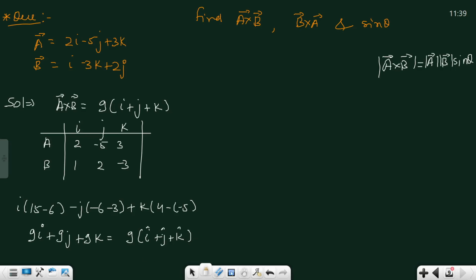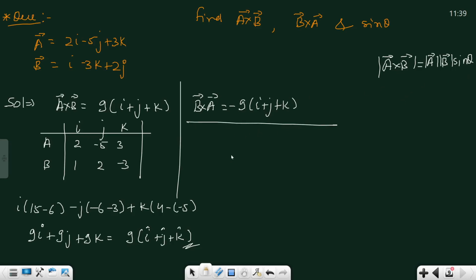This answer is absolutely correct. This is A cross B, and what will be B cross A? B cross A will be the minus: minus 9(i plus j plus k). Clear? And how will you calculate the sin theta term? Sin theta is the magnitude of A cross B divided by the magnitudes of A and B.